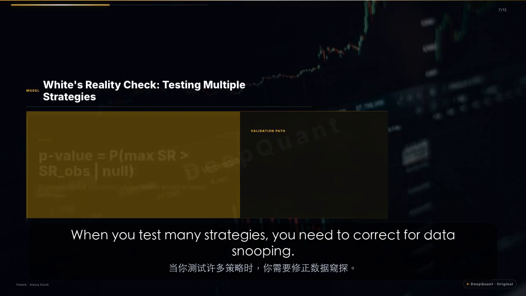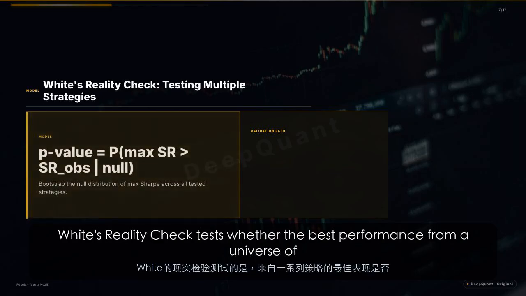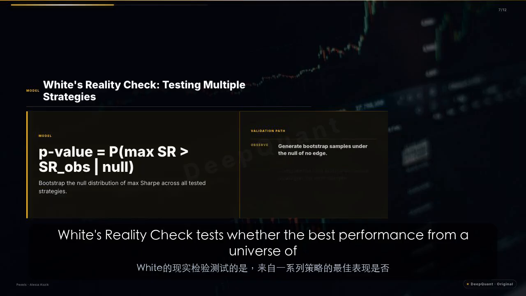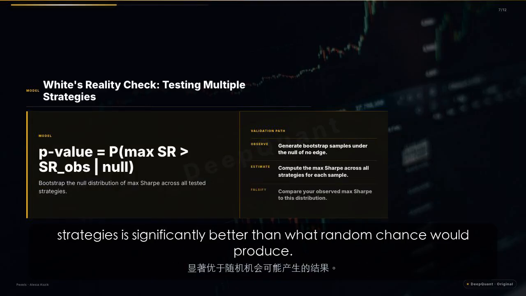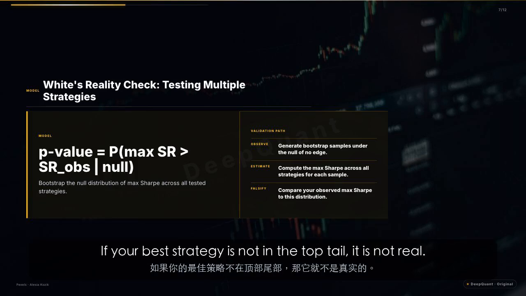When you test many strategies, you need to correct for data snooping. White's reality check tests whether the best performance from a universe of strategies is significantly better than what random chance would produce. It uses a bootstrap to estimate the distribution of the maximum performance. If your best strategy is not in the top tail, it is not real.